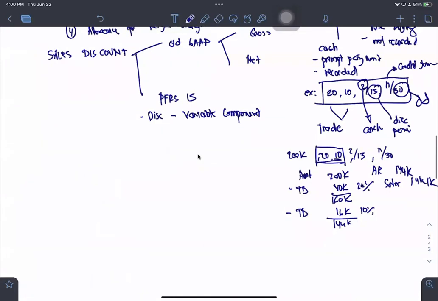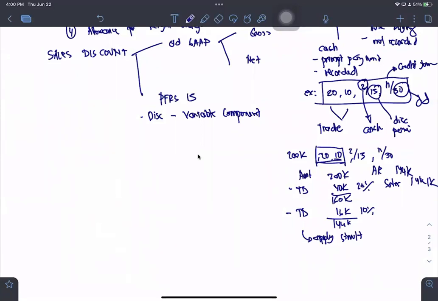Take note also that for a trade discount, you apply it successively. You apply the first discount before applying the next discount. Because if you add the discounts together, the effect is that you will get the wrong answer.